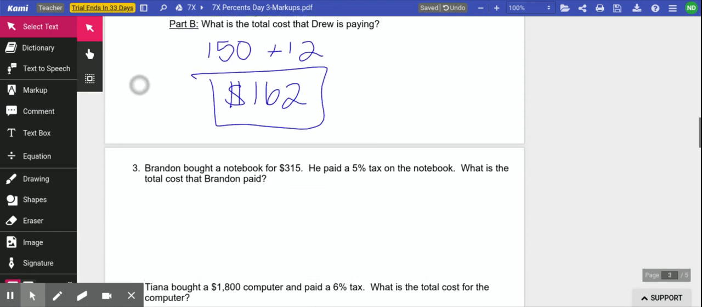Okay, number 3. For number 3, a little bit different, only because I did not break this question up into 2 parts for you. You have to read carefully and determine if you have to complete both steps or just one step. So number 3 says Brandon bought a notebook for $315. I think that's supposed to say Chromebook, so you can change it to a Chromebook, because I don't know who's paying $350 for a notebook, but who knows? Maybe it's fancy. Okay, so he's buying, let's say, a Chromebook for $315.